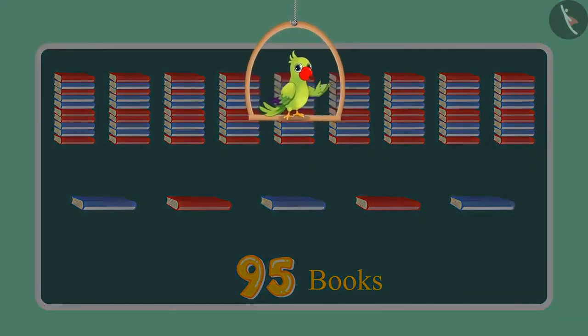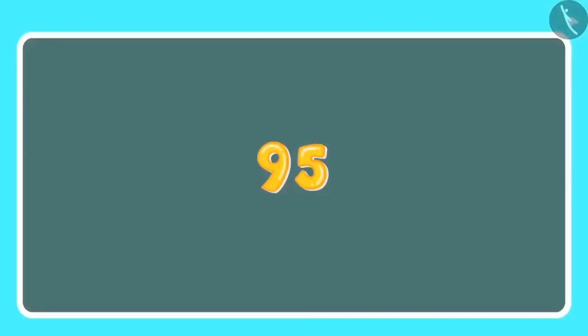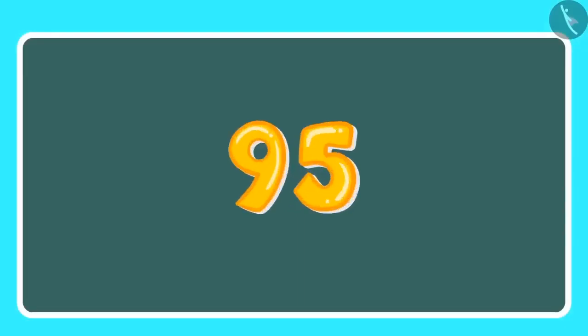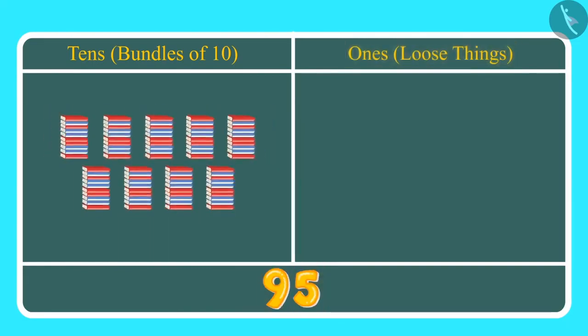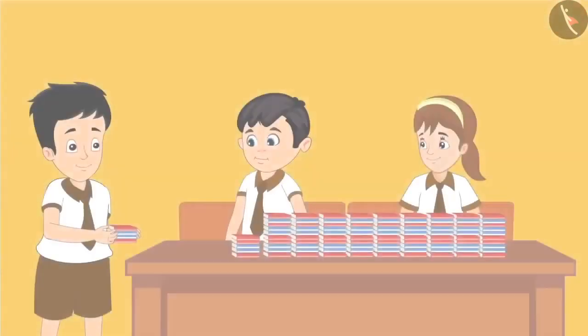Can you tell me how many ones and how many tens are there in 95? Children, this is how we write 95. Here 9 is at the tens place and 5 is at the ones place. This means we have 9 tens, which we can also call 9 bundles of 10, which is 90. And along with that, 5 ones, which means 5 books.